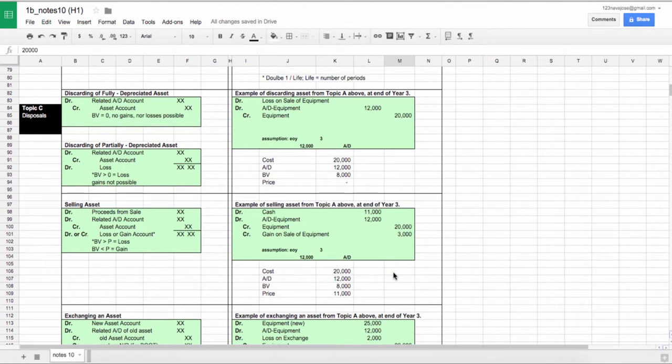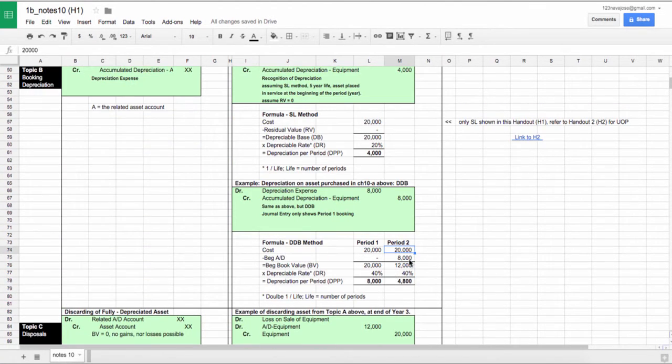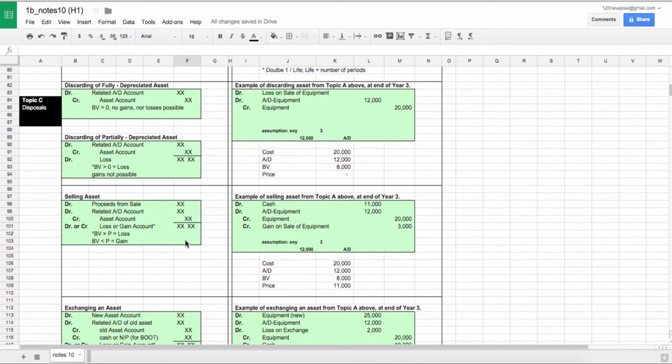By the way, notice that there's also another method that is not in this handout. We call that the unit of production method, and you would find it under this link in a different handout, number 2. So if you want to look into that, it's very simple. You just have to figure out the depreciation per unit and apply the number of units that you use the asset for in each period. So please review that in that other handout.